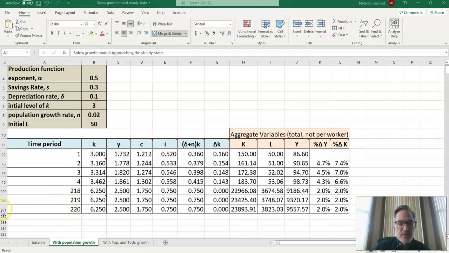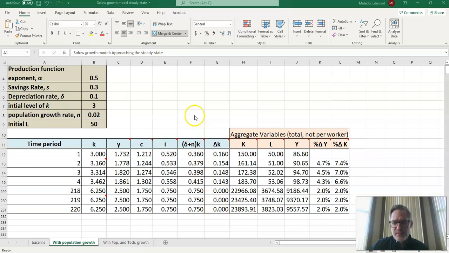So there are actually 231 lines in this spreadsheet, but I have most of them hidden. So if you look down here, after 220 time periods, you can see that the values have stopped changing. The delta K, the change in the capital per worker, has gone to 0, so the capital stock is not changing. Capital per worker is not changing. So that means all of these other variables are going to be constant as well. So once we've reached this point where delta K is equal to 0, we know we are in steady state.